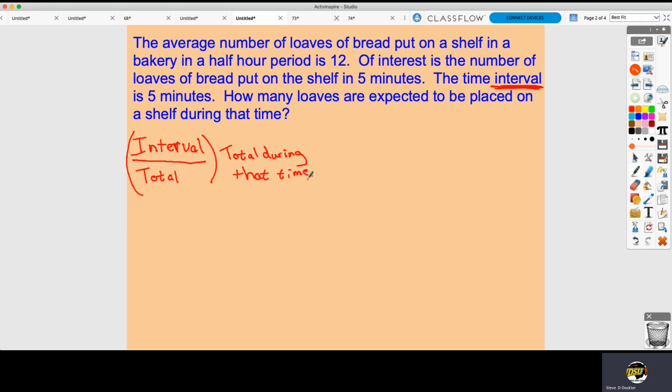All right, so as I said, this question, how many loaves are expected, is talking about the expected value. So we're trying to find what? We're trying to find our mu again. For this one, the equation ends up being the interval over the total times the total during that time. And I'm going to explain what those individually mean here.